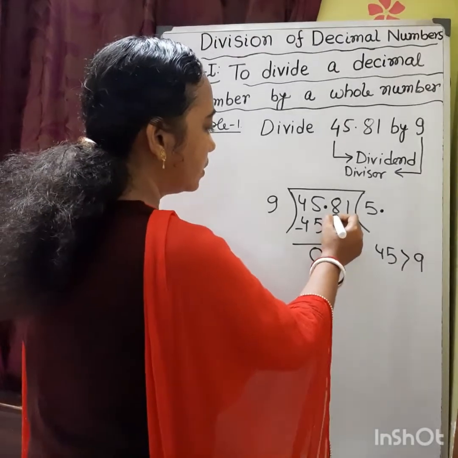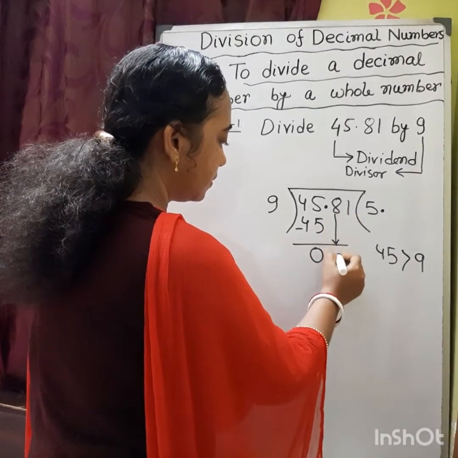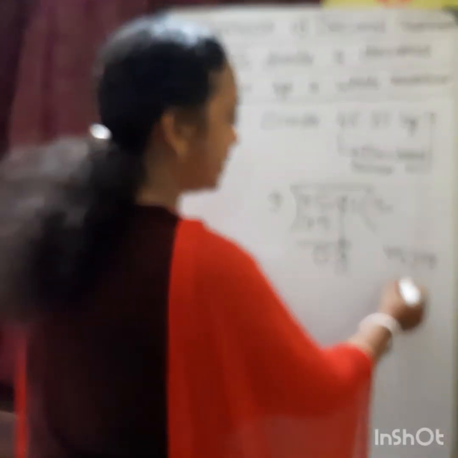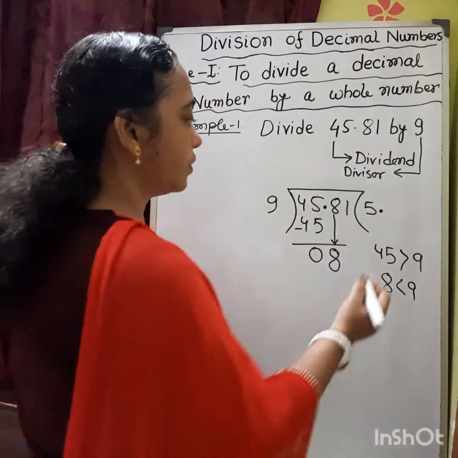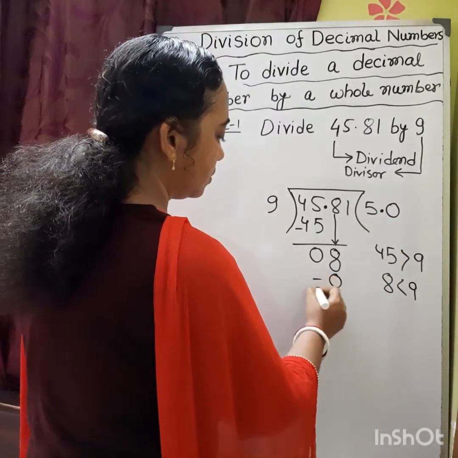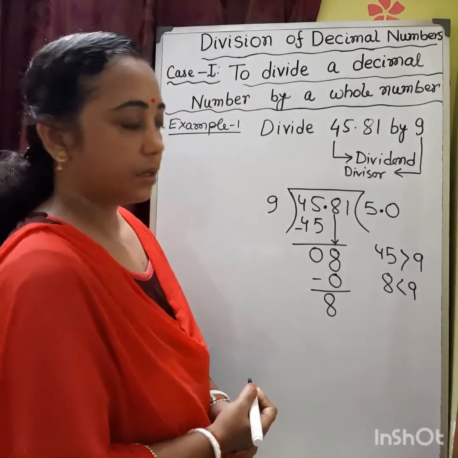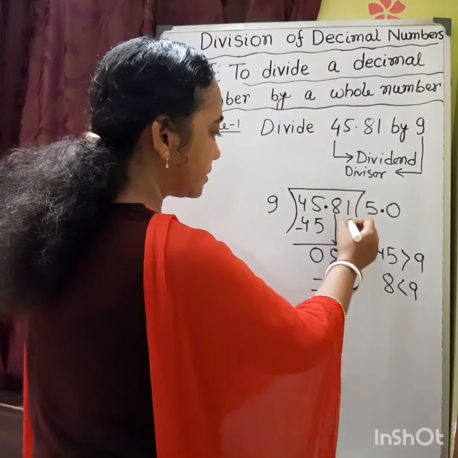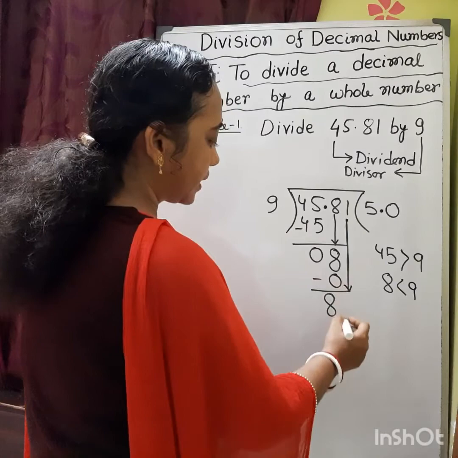Then we bring down the next digit, that is the tenths digit, which is 8. Now here 8 is again less than 9. So we put one 0 here because 9 zeros are 0. So we get again the same number, that is 8. Now we bring down the next digit, that is the hundredths place digit, which is 1.